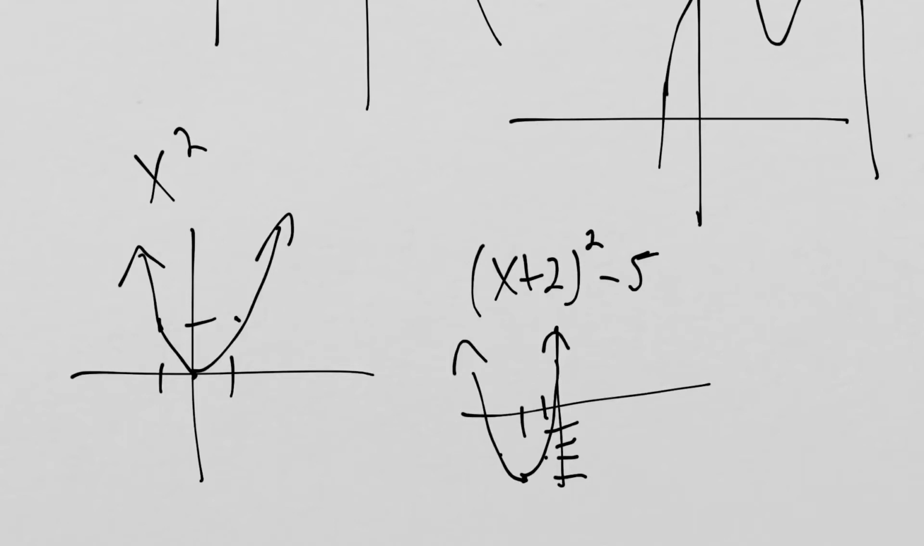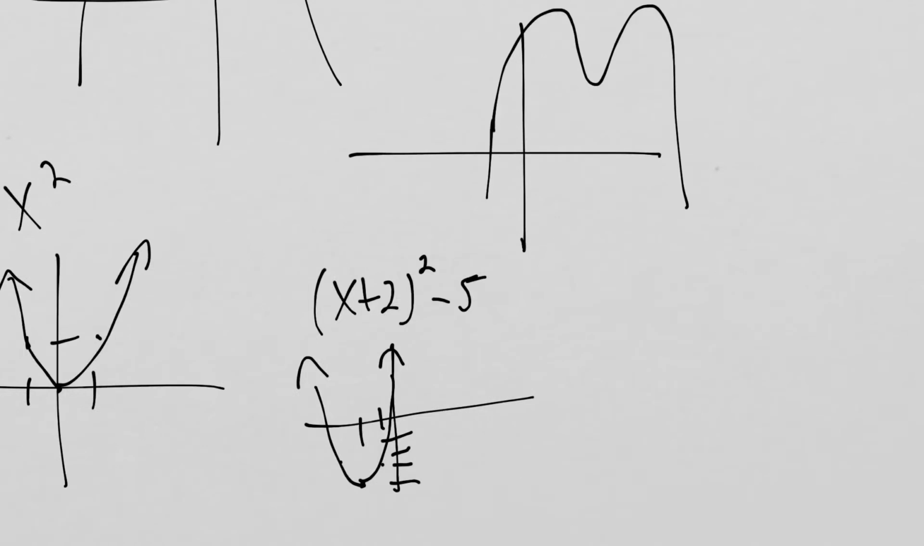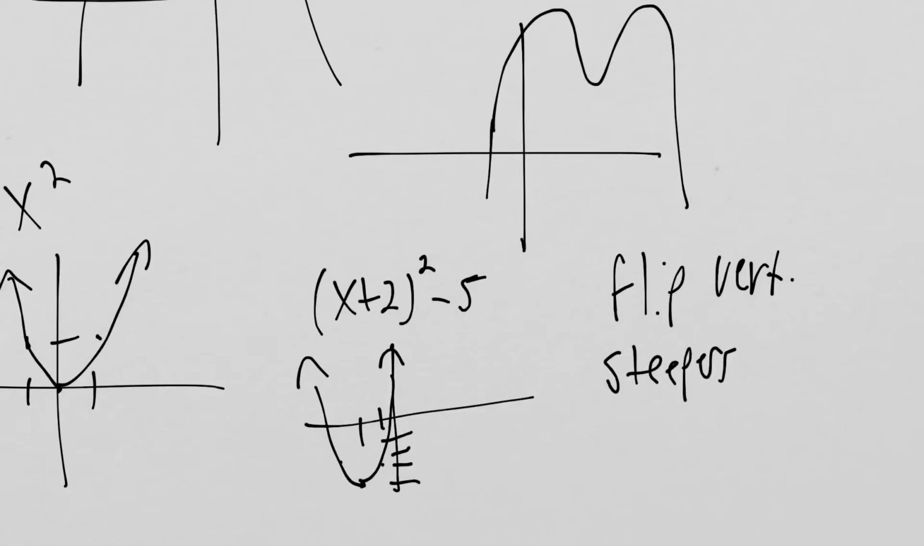You can do vertical flips, right? We can also flip vertically. We can make it steeper, or we can make it less steep by multiplying by a factor out front, right? So maybe you can review those other transformations that we covered by looking at your notes.